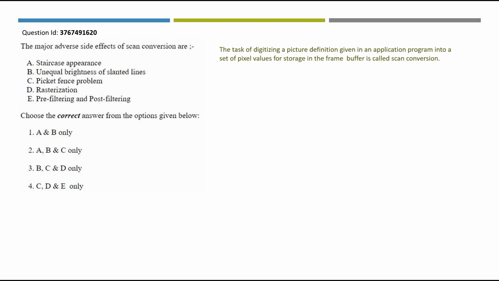So just take a normal scanning process. We'll just have a paper with something written there. So when you put it in the scan part, that will be given in the form of a soft copy. It will be converted as an image. So similarly, you can take it to be a digitizing process given in an application program to a set of pixel values for storage in the frame buffer. So here we can understand we are converting from one form to another. So there will be definitely some kinds of problem involved during this conversion. So they are asking for the major adverse side effects.